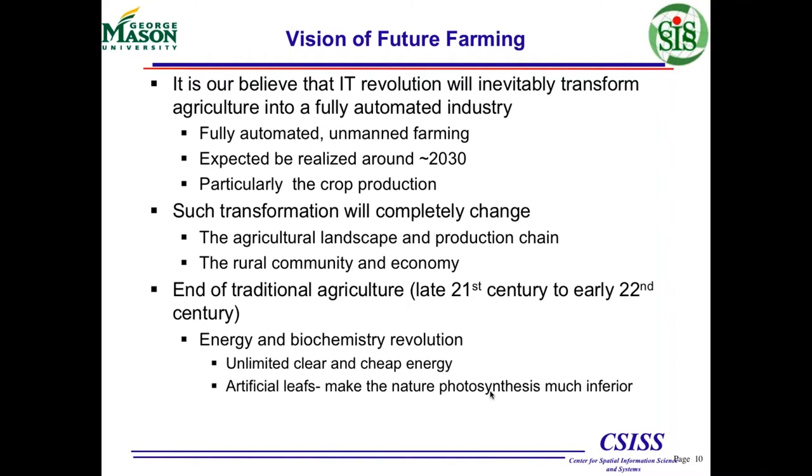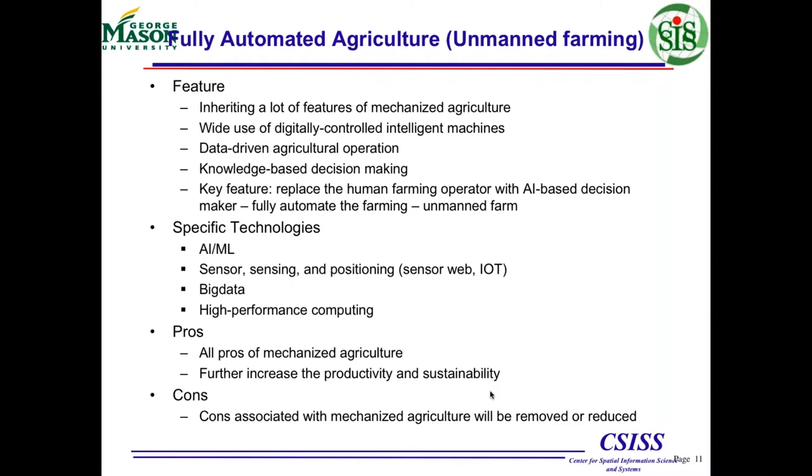With automation in agriculture or farming, we can increase productivity and reduce waste. And the specific technologies, as I mentioned, are AI, machine learning, sensing and positioning, sensor web and IoT, big data, and high performance computing. And how to realize fully automated farming? I think we have two levels of automation. One is machinery automation, and one is decision-making automation. And if we connect these two, we'll realize a fully automated farm.